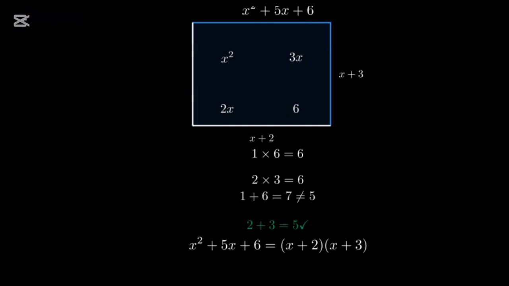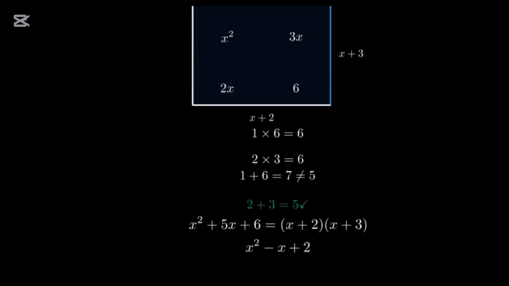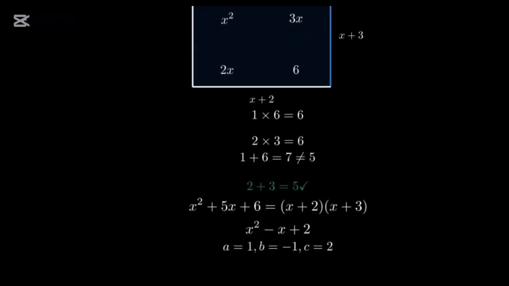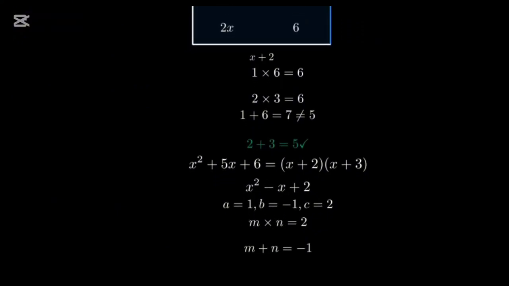Now, let's return to our original problem, x squared minus x plus 2. Since the coefficient of x squared is 1, this is in the form we need, where a equals 1, b equals -1, and c equals 2. According to the tiles method, we need to find two numbers m and n such that m times n equals 2 and m plus n equals -1.